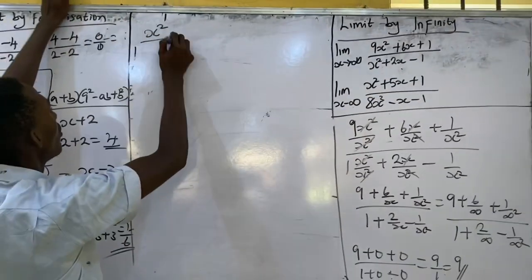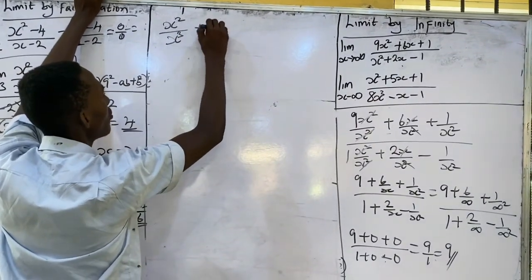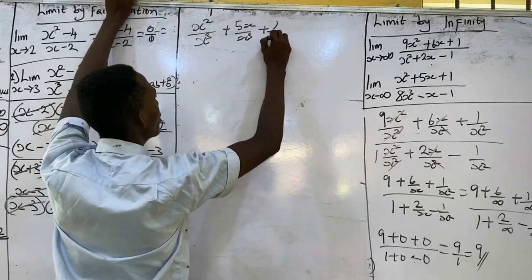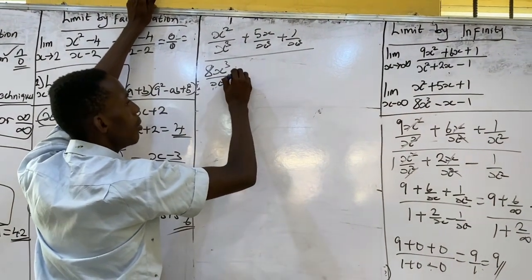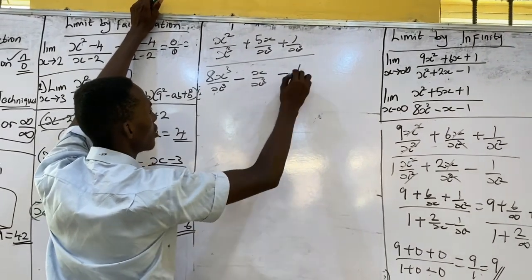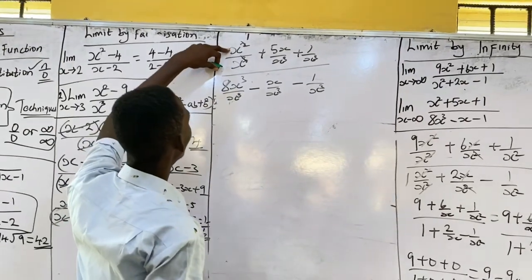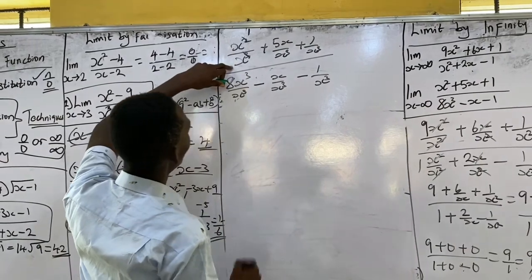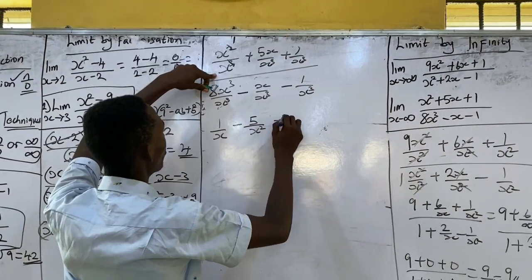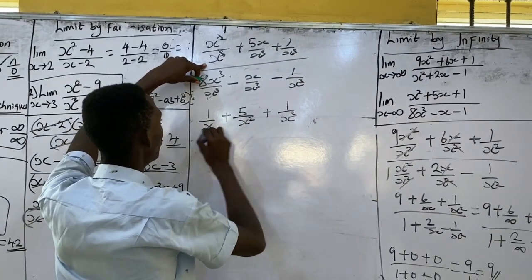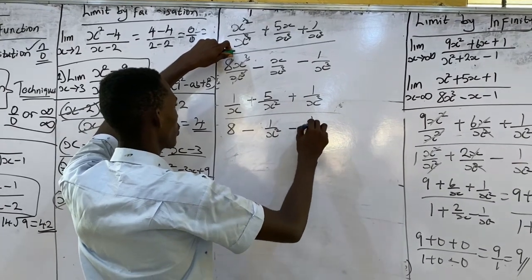It becomes x squared over x cubed, because that's the one with the highest power, plus 5x over x cubed plus 1 over x cubed, over the denominator, 8x cubed over x cubed minus x over x cubed minus 1 over x cubed. Now this cancels, following the law of indices. So this becomes 1 over x minus 5 over x squared plus, sorry, this is plus 1 over x cubed, over, this cancels out and I'm left with 8 minus 1 over x squared minus 1 over x cubed.